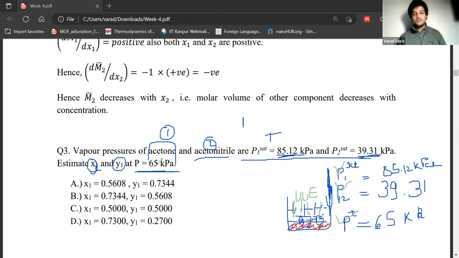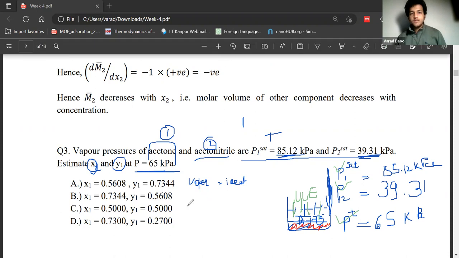One thing you have to remember is, whenever nothing has been mentioned in the question regarding whether the vapor is ideal or non-ideal, or which law it follows, you always assume that the vapor is an ideal gas, and the liquid solution is also ideal.